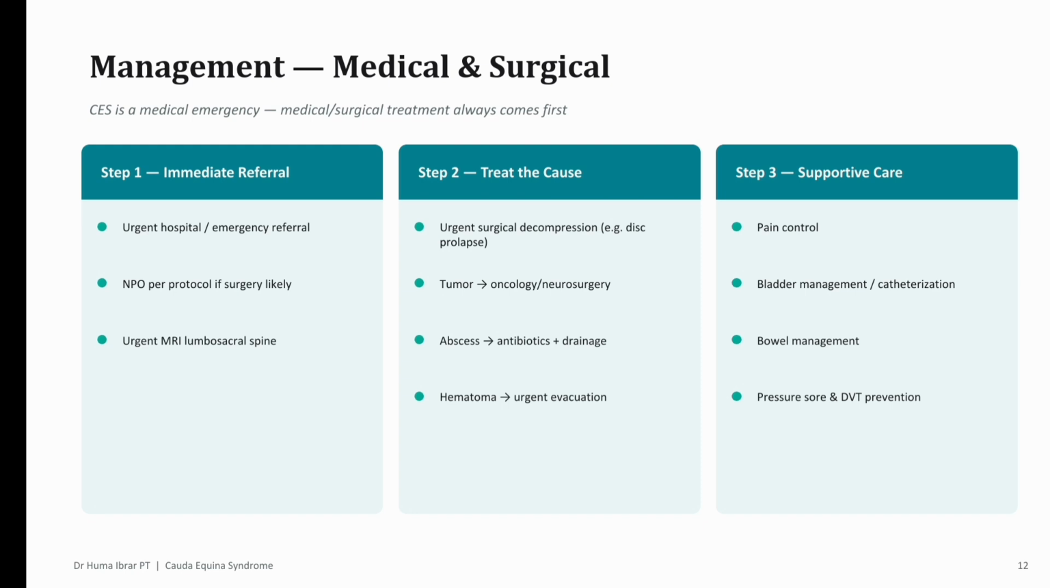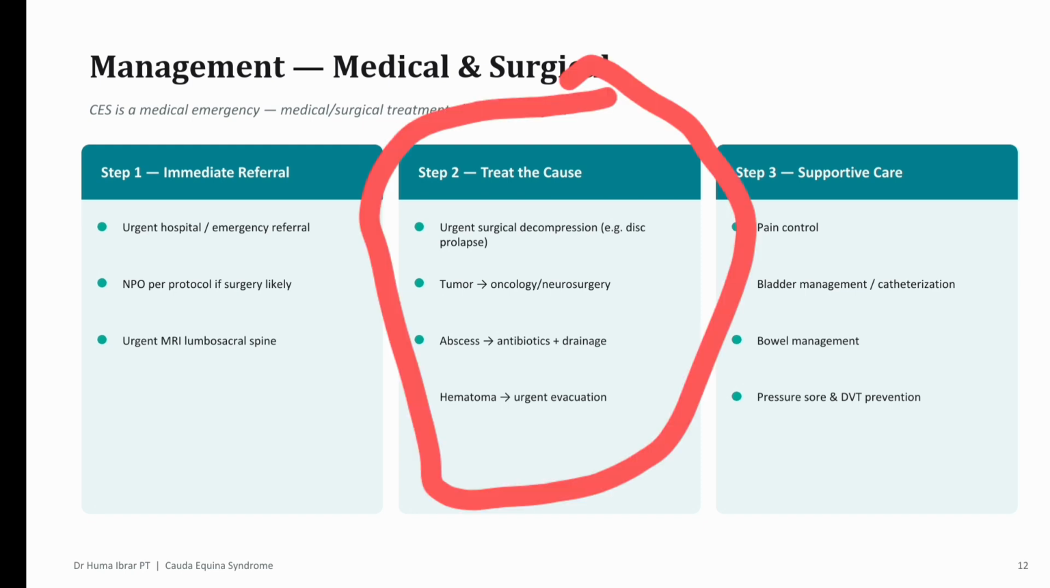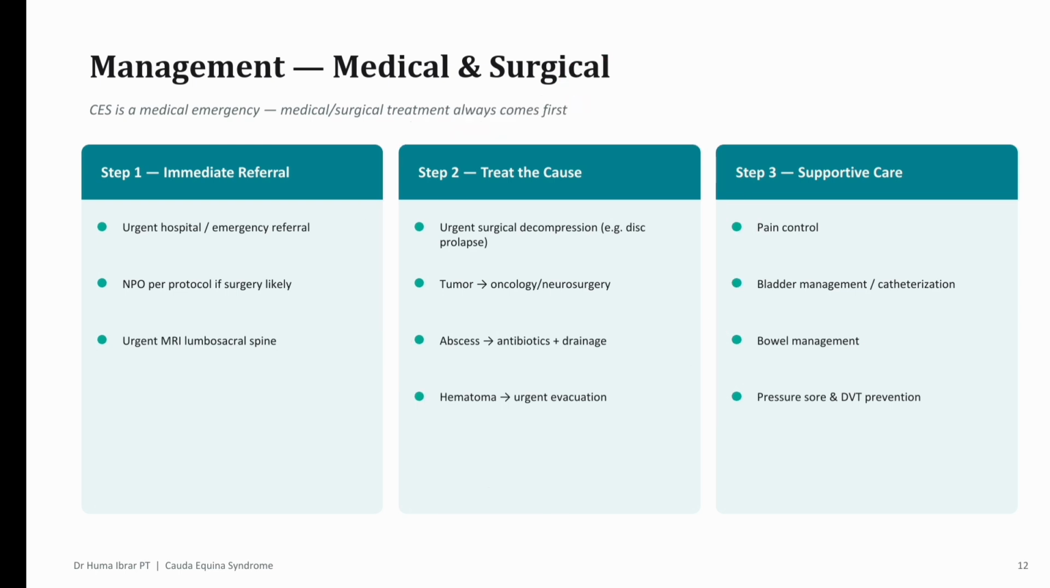Urgent MRI lumbosacral spine. Step number 2 is to treat the cause if MRI confirms significant compression. The main treatment is usually urgent surgical decompression, for example, removing a large disc prolapse or another compression lesion. Other causes that should be treated include tumor, abscess, and hematoma.